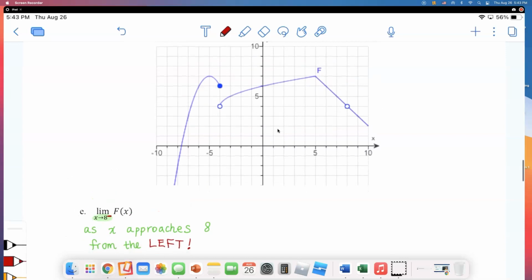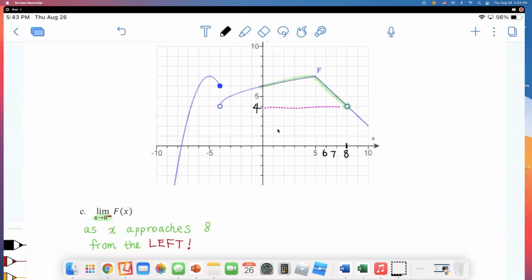So where is 8, by the way? So this is 5, this is 6, this is 7, this is 8. Okay, so this is 8. I'm going to start somewhere on the left of 8, trying to go to 8. Oh, look, I'm going to this point, that open circle. I'm trying to get really, really close to that open circle, right? And that value is 4.